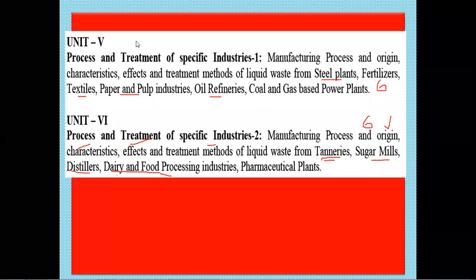Getting some small problem here. Okay, so how many? Okay, no problem.